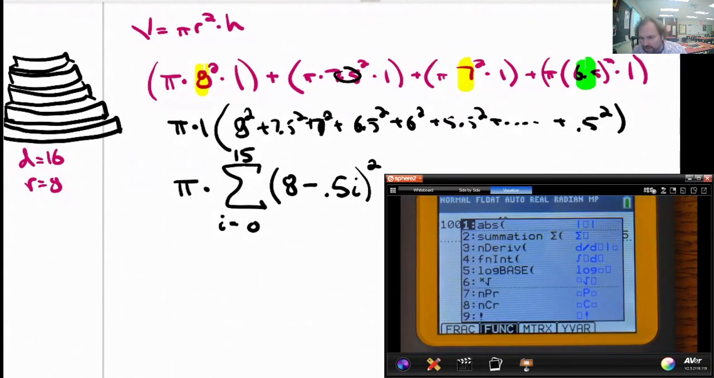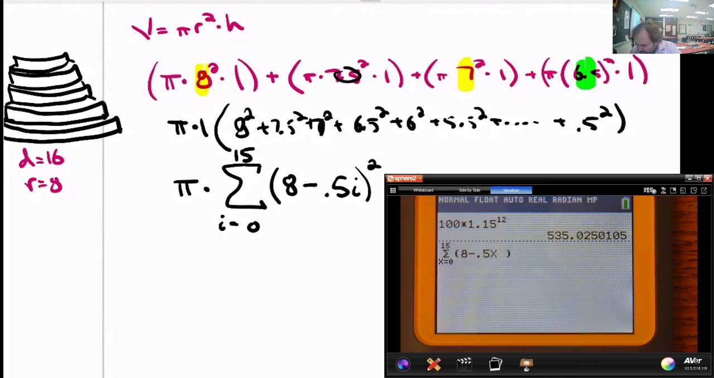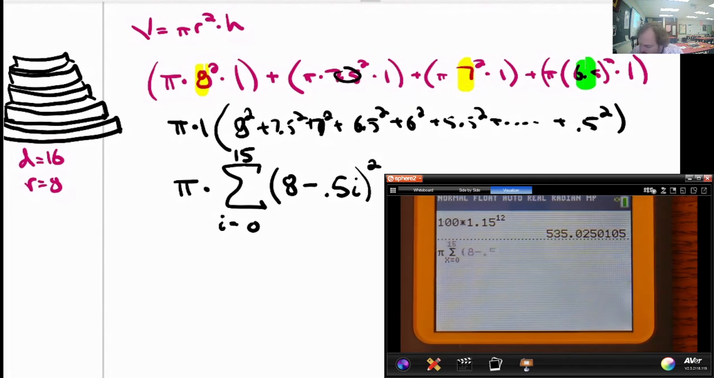Let's go ahead and open up sigma. We haven't opened up sigma in a while. It's going to be the summation notation in alpha F2. Boom, right there. We're going from x equals 0 to 15 of 8 minus 0.5x. And I'm going to go all the way back over here, push second insert, and put a pi in front of that thing. There we go. Oh, we got to put a square at the end of this, too. That should do it.